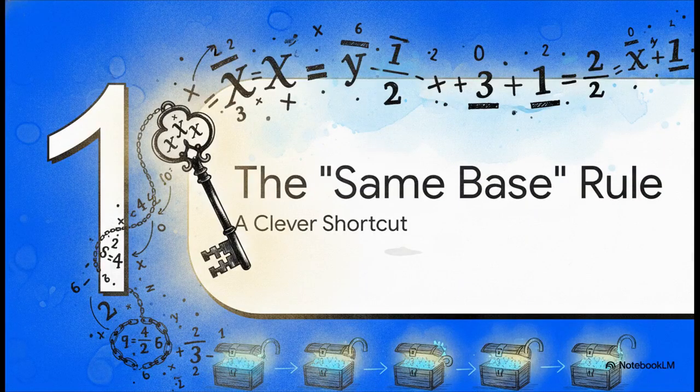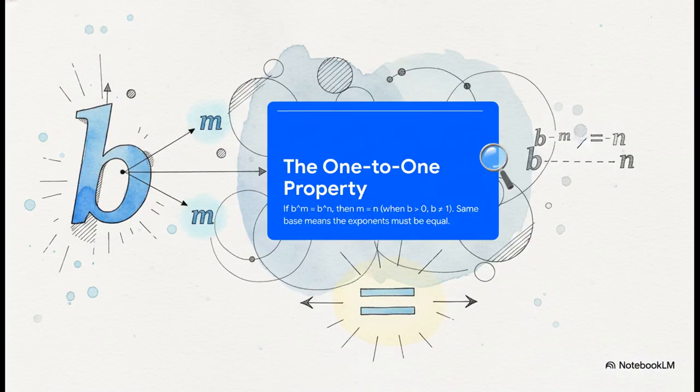The secret to cracking these problems really fast is what we call the same base rule. You can think of it as the secret password that unlocks the answer that's kind of hidden inside the exponents. So the magic behind all this is something called the one-to-one property. It's a really simple but super powerful rule. It just says that if you have an equation where two powers with the exact same base are equal, then their exponents have to be equal too. It's just logic. This means once you get those bases to match up, you can basically ignore them and just focus on the exponents to solve the thing.